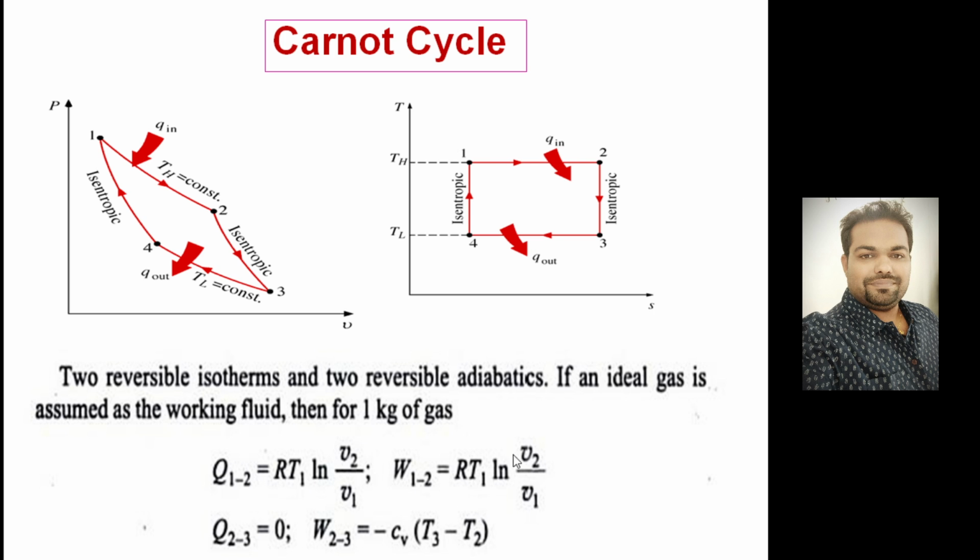Similarly, the work for 1 to 2 will be exactly equal to what you are writing here, because the heat transfer is equal to the work transfer. And process 2 to 3 is isentropic, meaning reversible adiabatic. There is no heat transfer involved in 2 to 3, but there will be mechanical work output, which is equal to the change in internal energy, that is Cv(T3 - T2). Similarly, you can write a similar expression for the other processes.